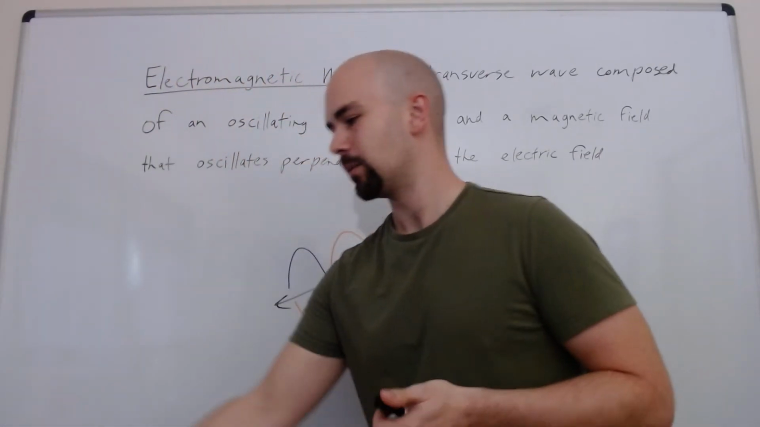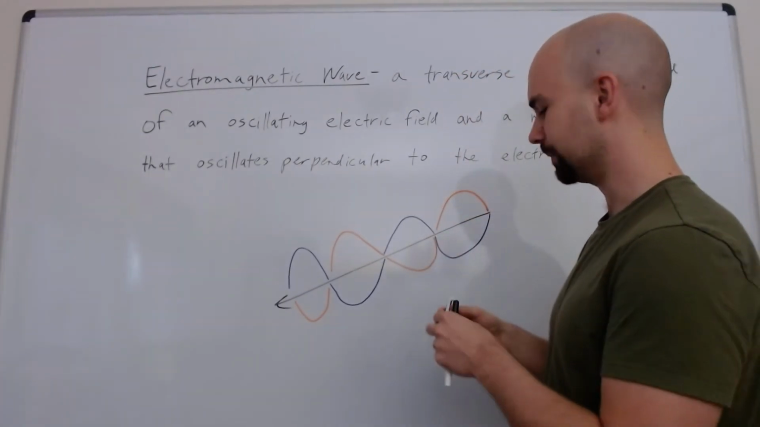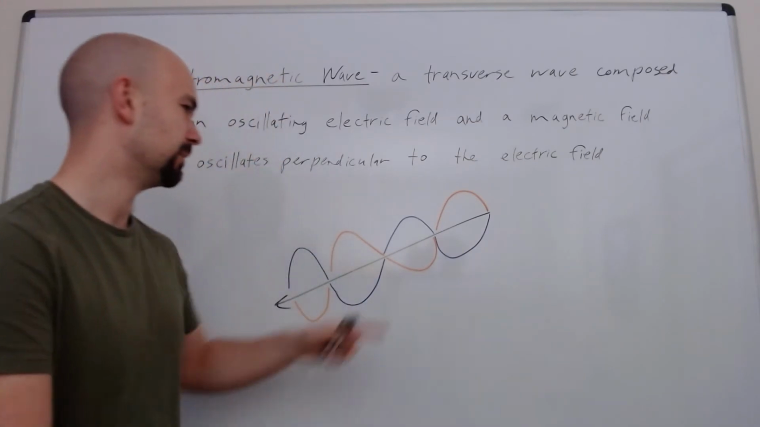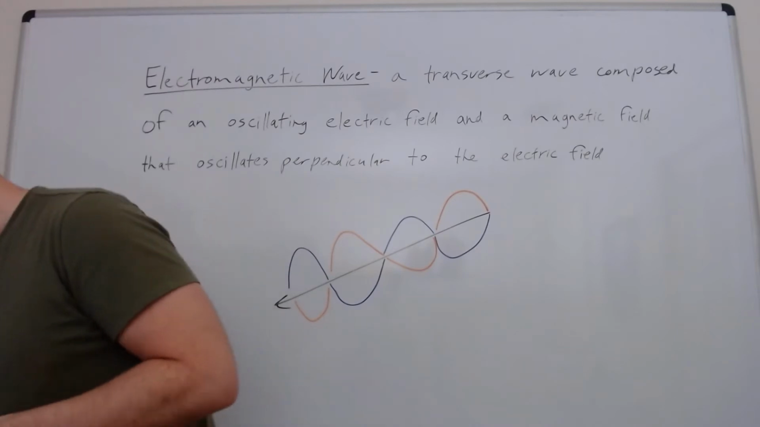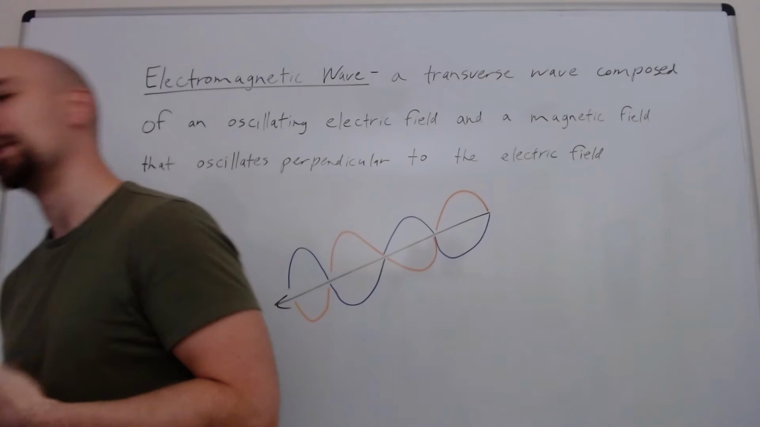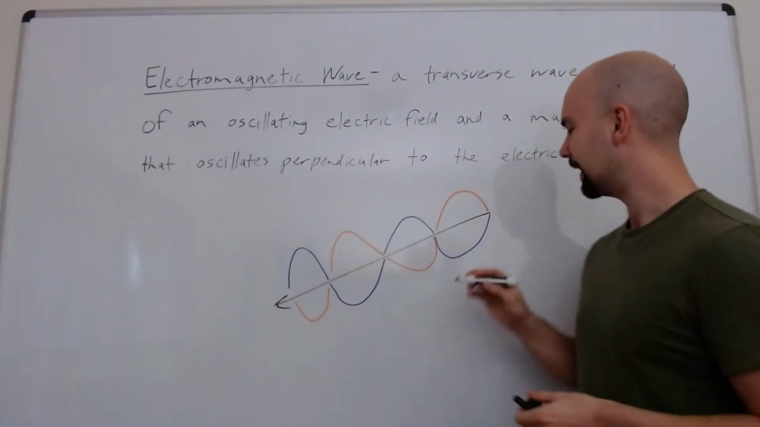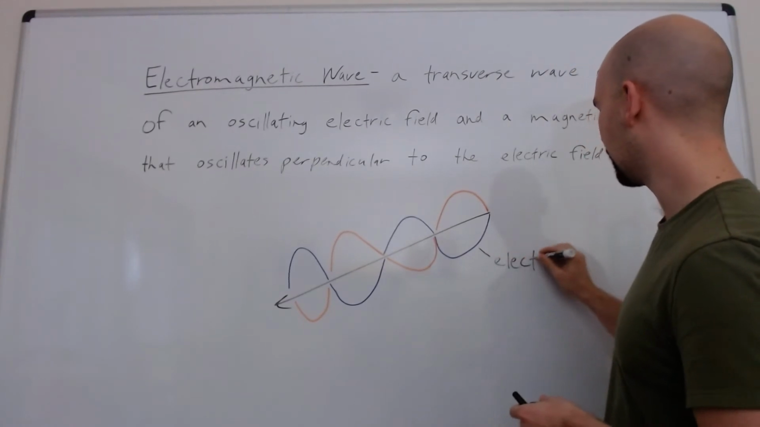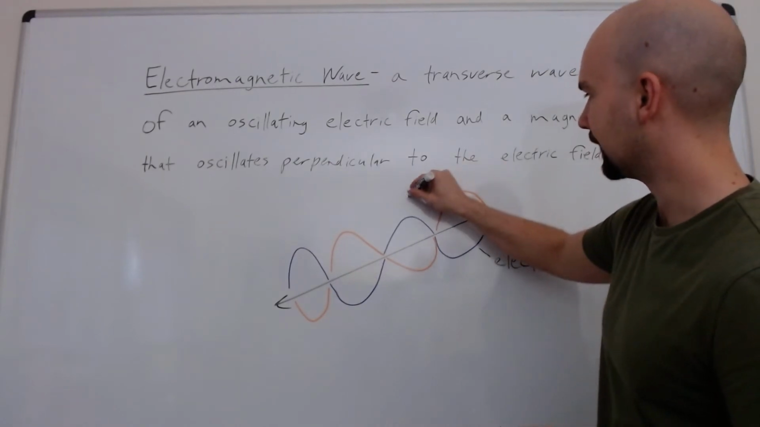In the case of an electromagnetic wave, you have two different transverse waves in action. It's hard to tell, but one of them is purple and the other one is orange, just to show them apart. The first one is going to be an electric field, and the other one is going to be a magnetic field. I'll make this one electric. It doesn't really matter which one I do, though. So the purple will be electric, and the orange will be magnetic.